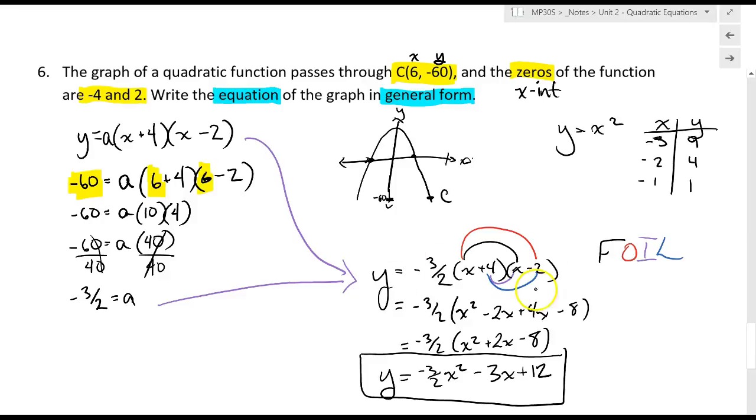So stopping here with it in factored form is not good enough. You need to expand and have it as those 3 distinct terms: the term with a degree of 2, the term with degree of 1, and a constant. So that's the last example for this lesson. There's lots of practice questions for you to do. Start in your work text, and then if you're feeling extremely confident and wanting to challenge yourself, do the practice questions following this in your booklet.